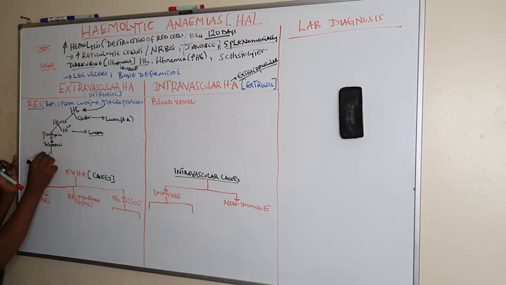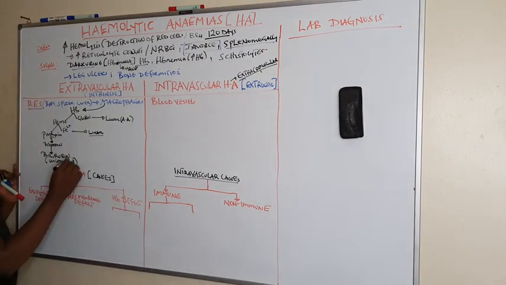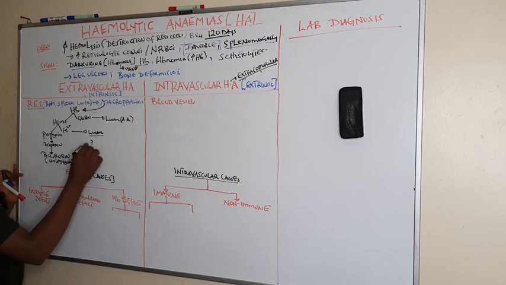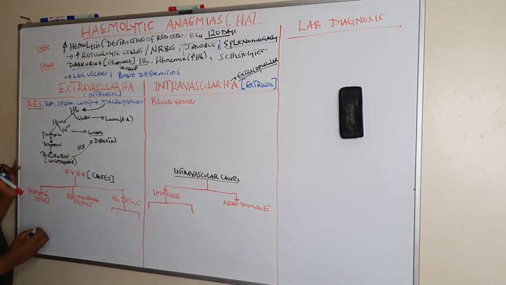Then from biliverdin, it is oxidized to bilirubin. And this bilirubin formed here is unconjugated, or indirect. And this one is occurring in the reticuloendothelial system. Then this unconjugated bilirubin is transported to the liver bound to albumin, whereby in the liver it is converted to direct bilirubin or conjugated bilirubin by an enzyme known as glucuronosyl transferase.